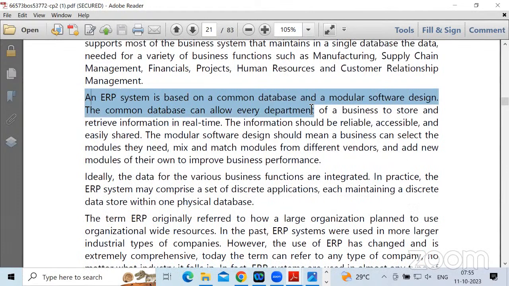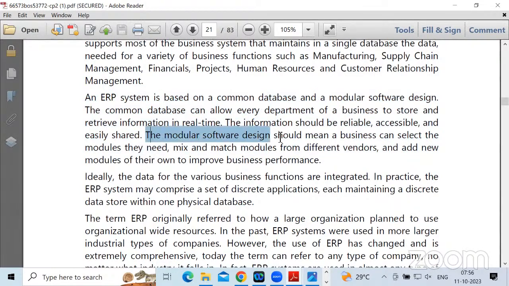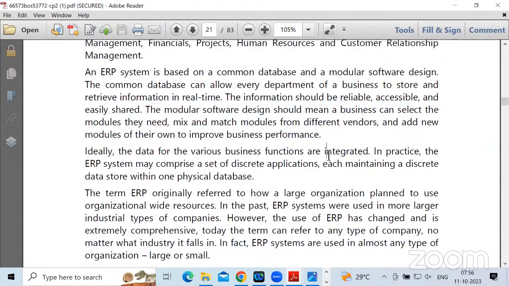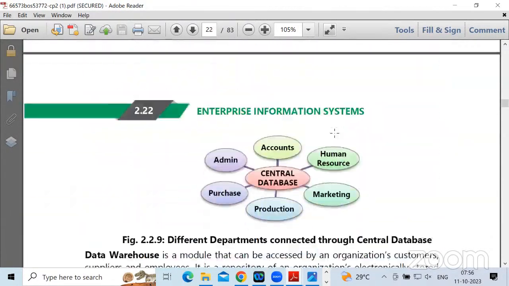An ERP system is based on a common database and a modular software design. The database allows every department or business to store and retrieve information in real time. Information should be reliable, accessible, and easily shared. The modular software design should let a business select the modules it needs, match modules with different vendors, and add new modules of its own to improve business performance. So each module will be developed.